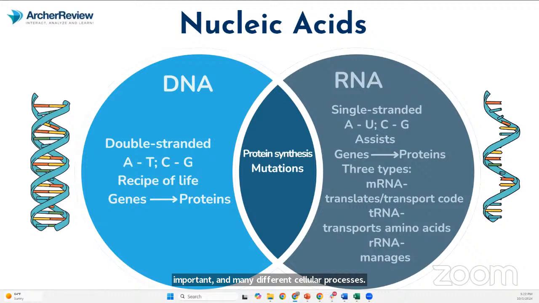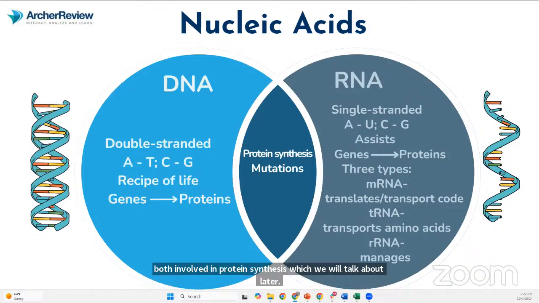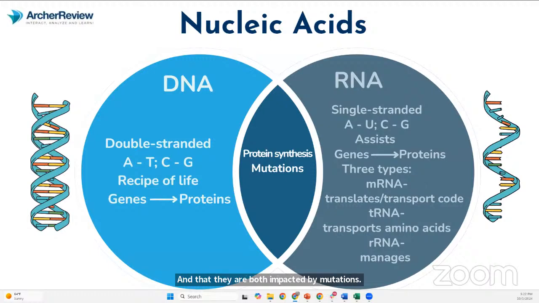So DNA versus RNA. These are both nucleic acids made of nucleotides. What they have in common is we will learn that they are both involved in protein synthesis, which we will talk about later, and that they are both impacted by mutations. For the most part, then, they're different. DNA is the double-stranded spiral that you see on your screen. RNA is a single-stranded half of a ladder.